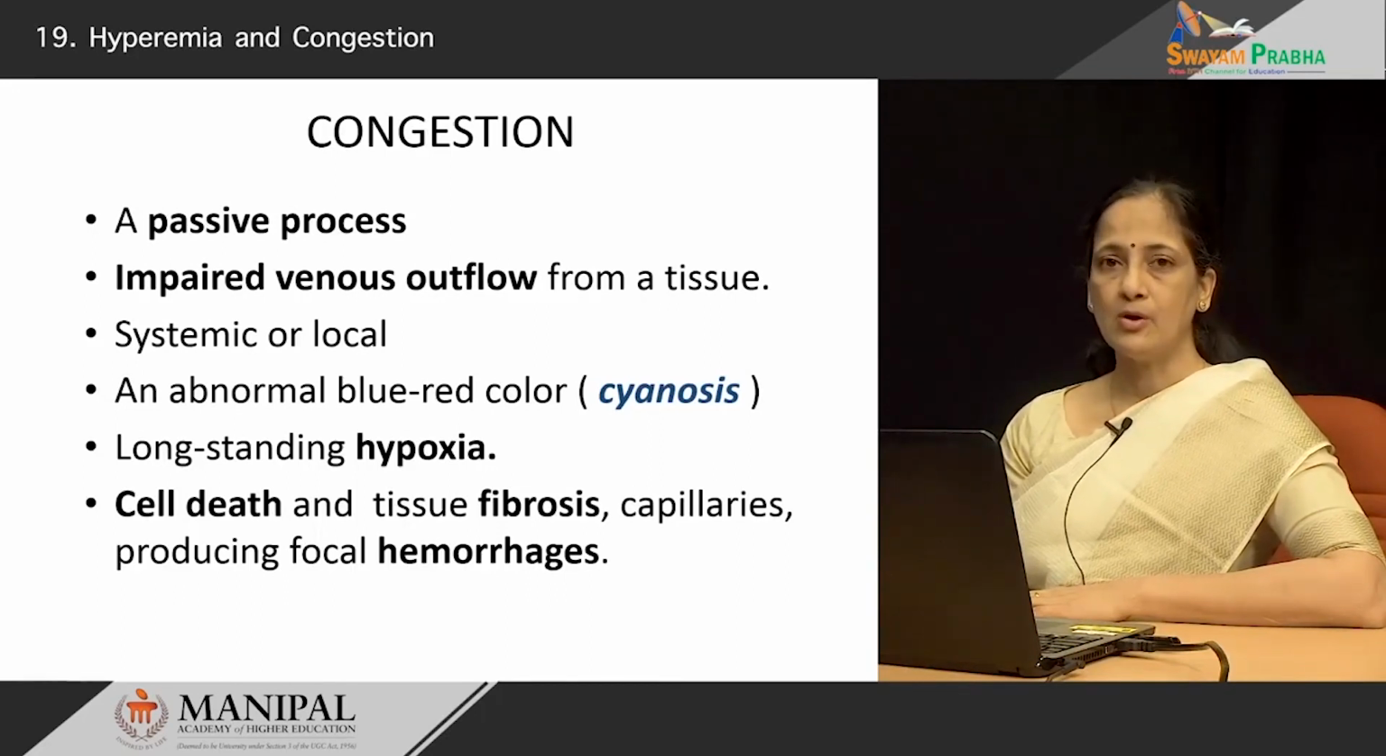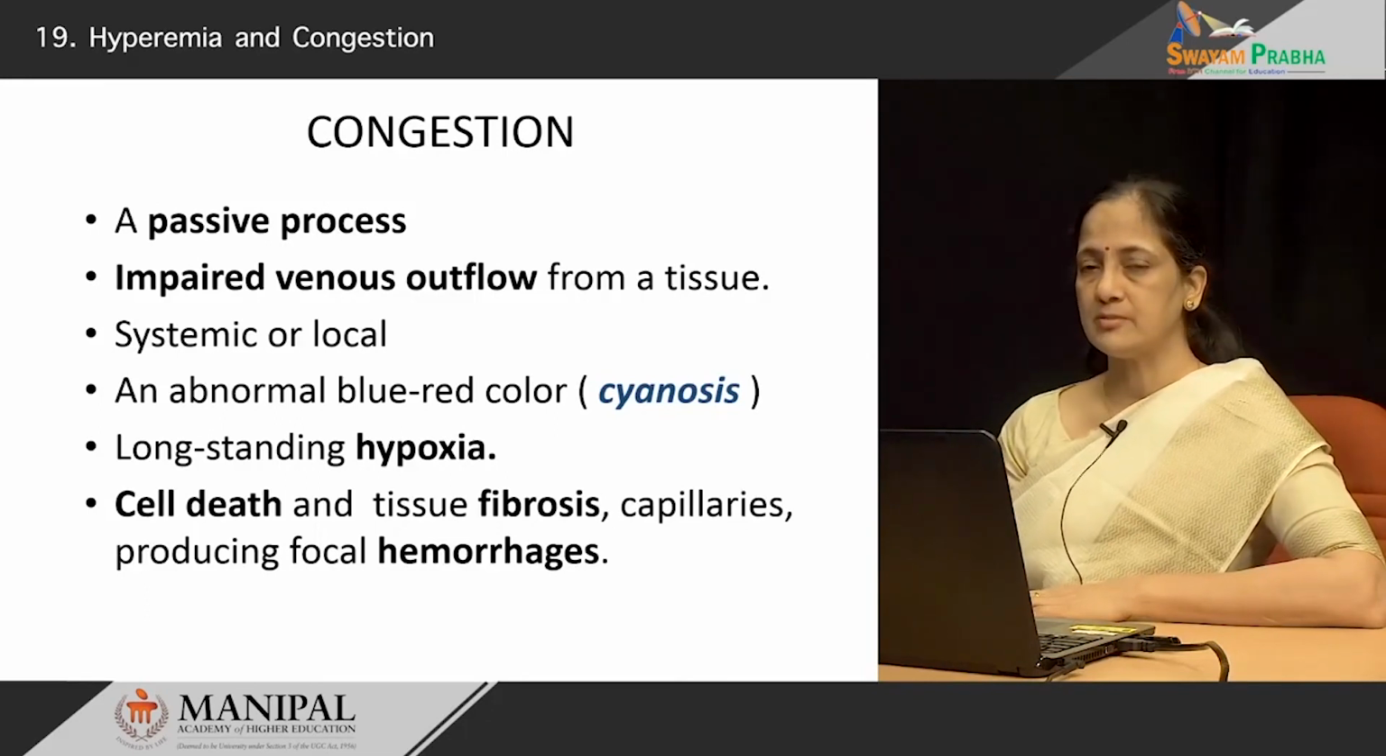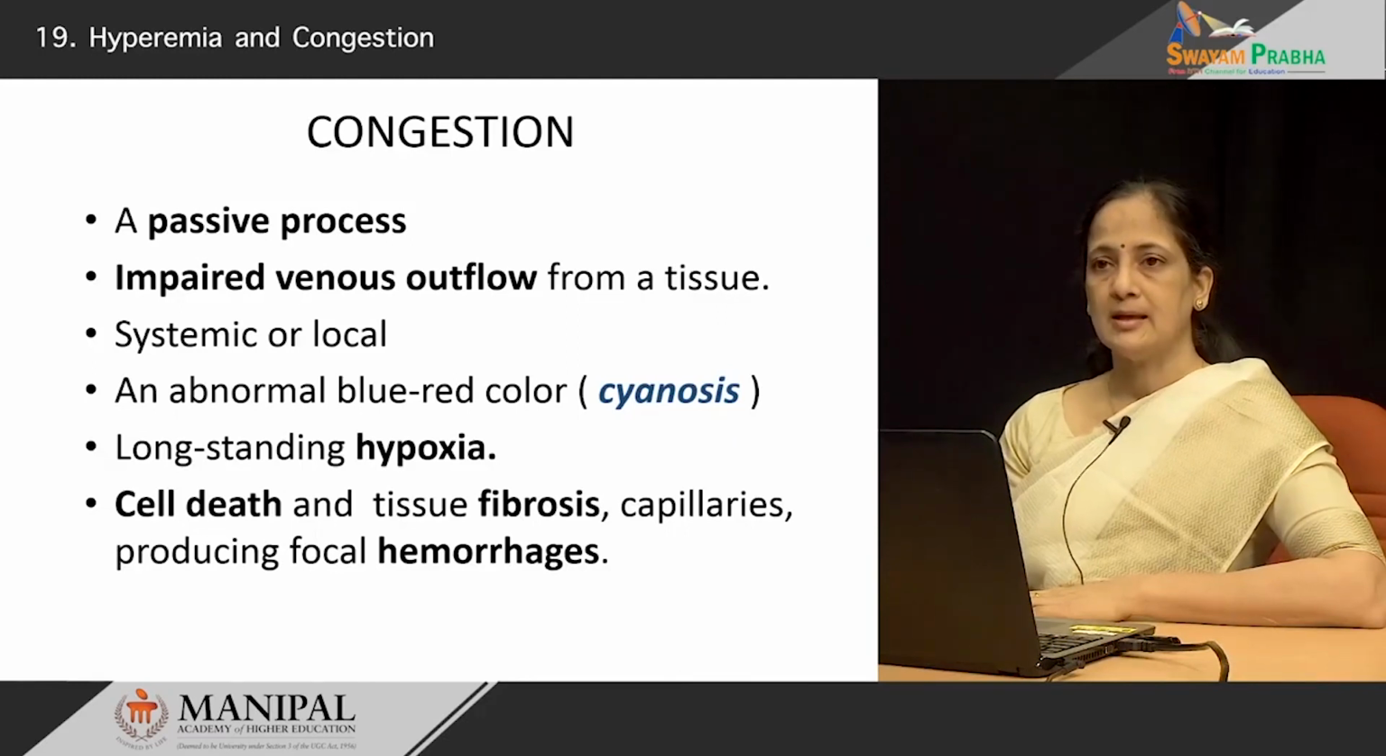However, here, because the blood is not flowing out from the tissue, the oxygen which is present in the blood is drawn away by the tissues and cells. So, deoxygenated blood is remaining in the tissue, and this gives the tissue a bluish red color. Clinically, we refer to that tissue as cyanotic or cyanosis. Here, there is long-standing hypoxia, and this may result in cell death, cell injury, and fibrosis.